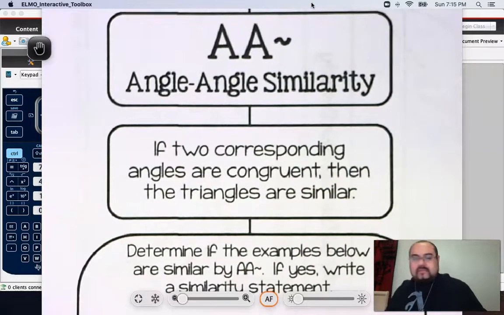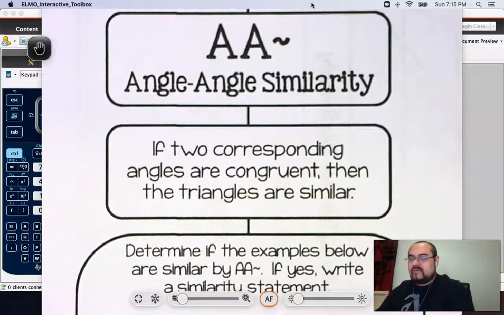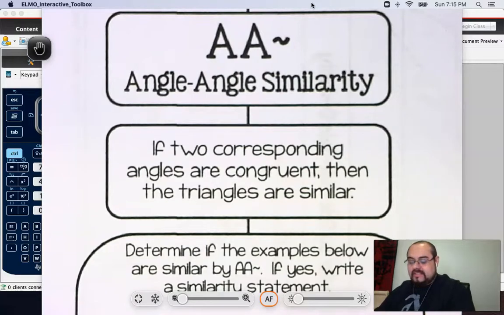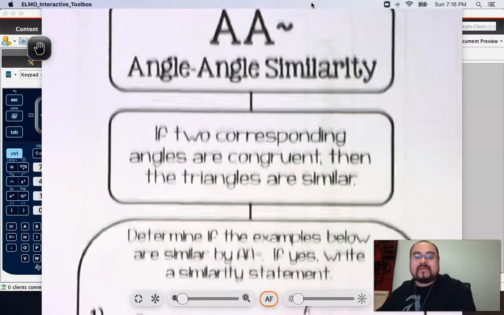Let's go ahead and take a look at some examples first of the angle-angle postulate for similarity. Again, remember, if two corresponding angles are congruent, then the triangles are similar. Basically what that means is that in the examples that we're going to work out right now, we only have to prove that two of the angles are congruent. Two corresponding angles are congruent. Once we've proven that, the postulate will hold to prove that the triangles are similar.